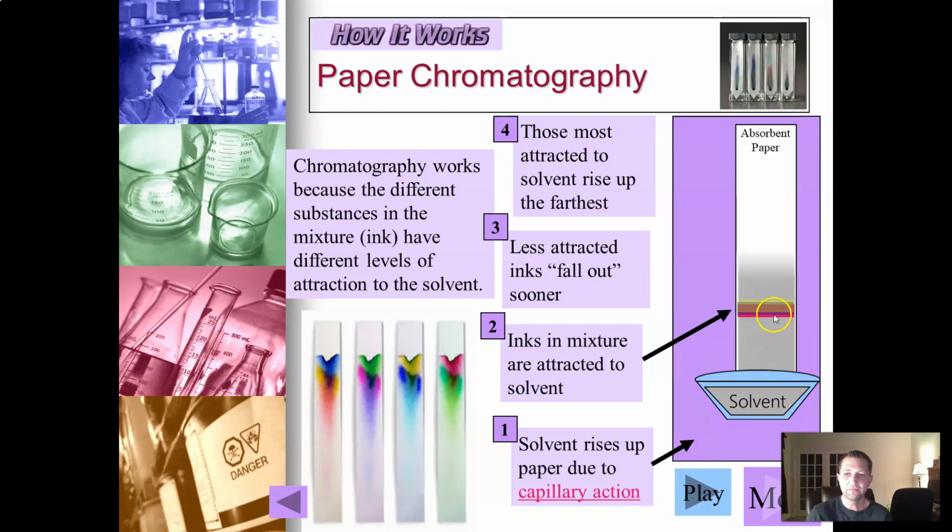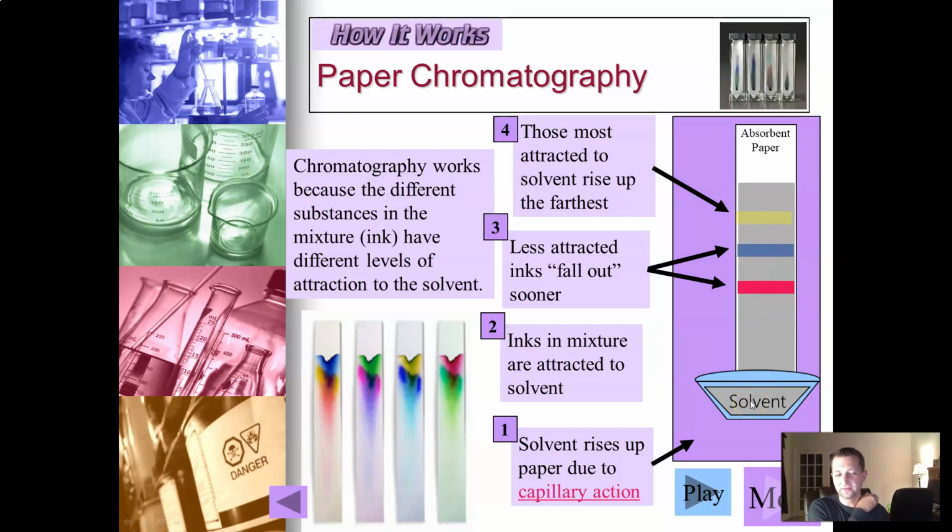Okay, solvent soaks up, and look at the dyes of your marker separate. Those colors most attracted to the solvent rise up the farthest. So if the solvent is water, it's very polar, right? That means the polar dye will travel and be attracted to the water more, so it travels up the paper more. In this case, red didn't go as far. So there's still some attraction to that water solvent, not as much, okay?